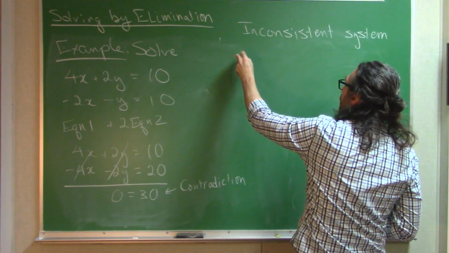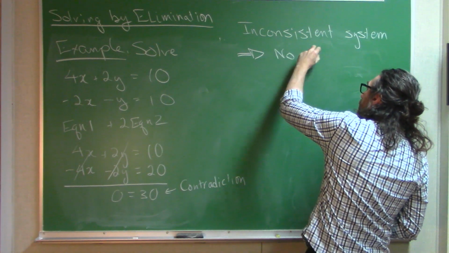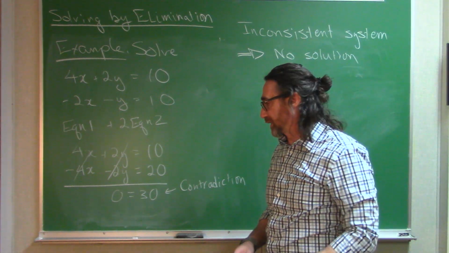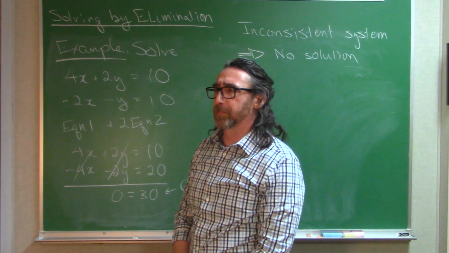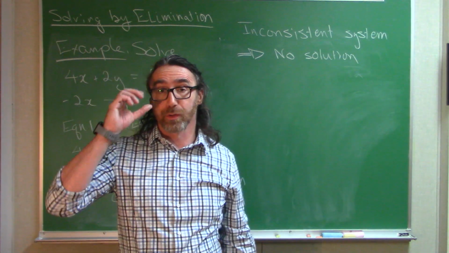So inconsistent system, in other words, there is no solution to this system. Okay? So we talked about how to recognize inconsistent systems graphically in an earlier video.